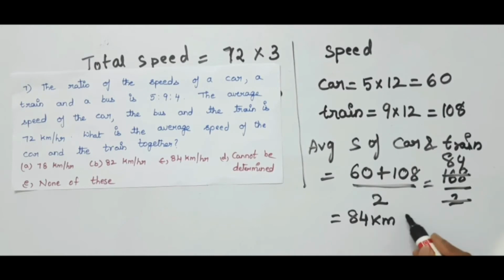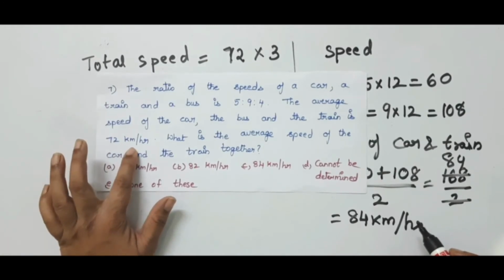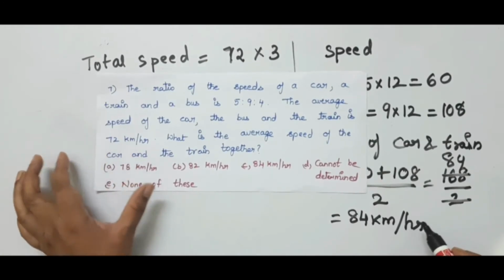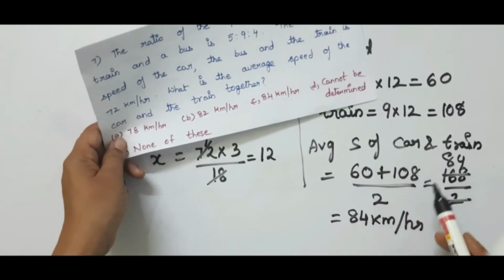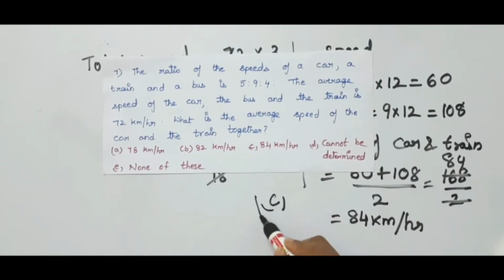It is a speed, is it not? Kilometer per hour. This distance is in kilometer. Average speed is given in units, kilometer per hour. So average speed of car and train will be kilometer per hour only. Option C is the right answer.